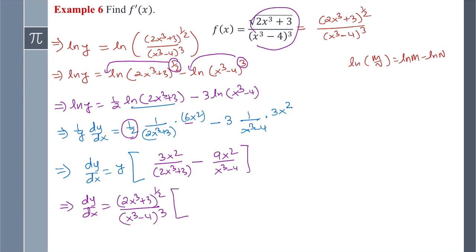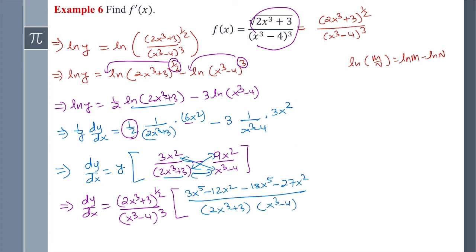And then here, let's go ahead and do this fraction. This is how I combine this fraction. You can make a common denominator, but we can just do this multiplication, that multiplication, and the multiplication of the bottom. When we multiply 3x² times (x³ − 4), we get 3x⁵ − 12x². And when we multiply 9x² into this one, we get minus 18x⁵ minus 27x², divided by (2x³ + 3) times (x³ − 4). Now let's write this one up here.